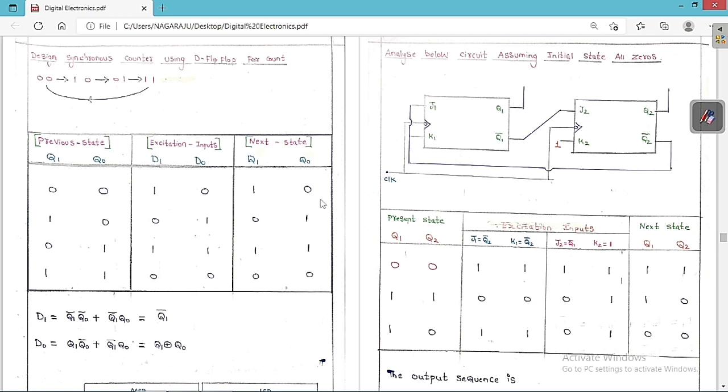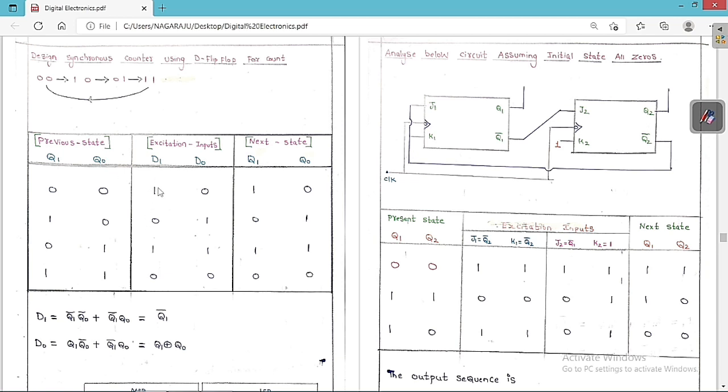Similarly, for 0 to 0 we have to make D0 as 0. For 0 to 1, D0 as 1. For 1 to 1, D0 as 1. For 1 to 0, D0 as 0. So these are the excitation cases required to change the previous state to the next state. Then with the help of this, now write the K-map for D1 and D0 in terms of Q1, Q0.